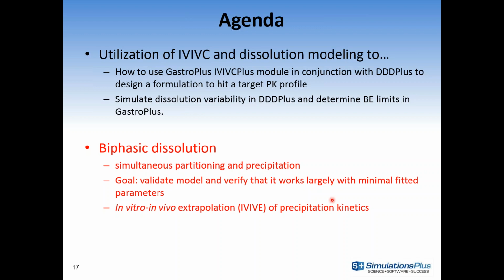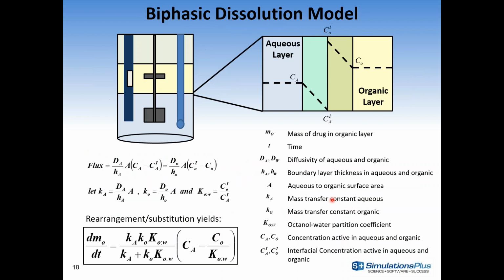Of course, an absorptive dissolution test is interesting because the absorption part of the experiment will reduce supersaturation and change the precipitation rates. And using these types of methods, we may be able to extract better precipitation kinetics from our in vitro tests. So the biphasic dissolution model is shown here in slide 18. There's an aqueous layer, an organic layer, and then there's diffusion through the stagnant boundary layer between the two phases.